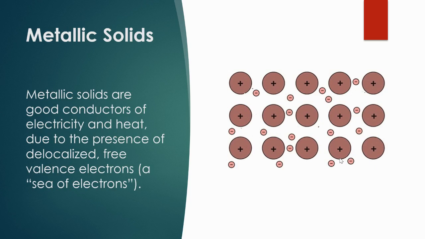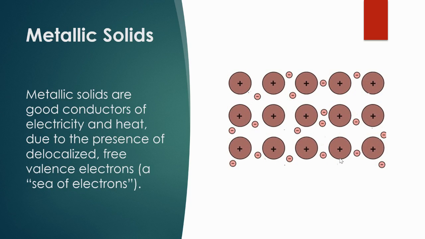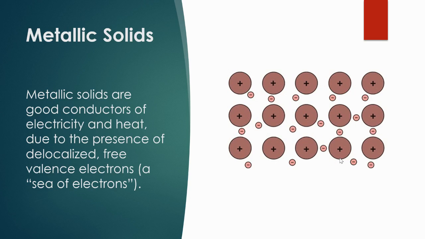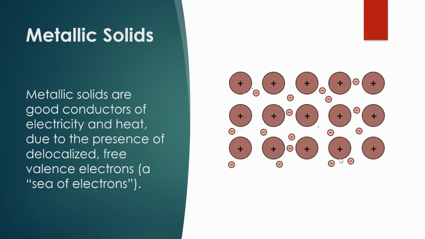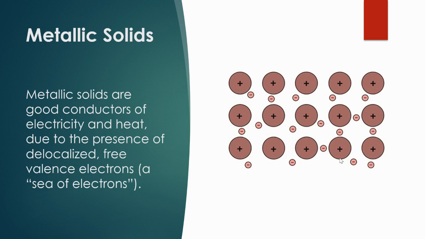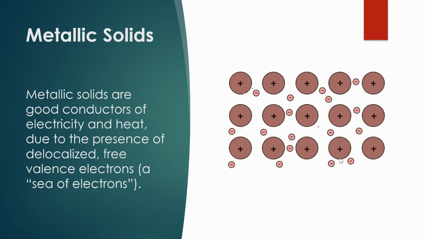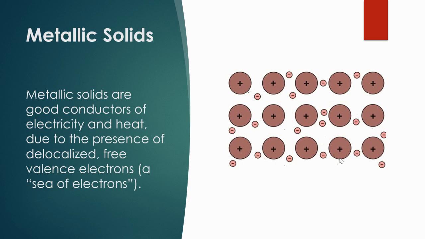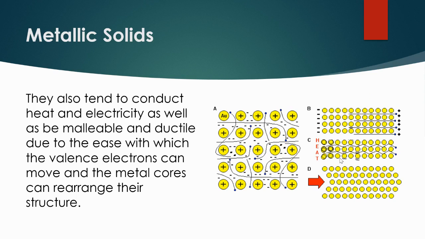Because of this, metals are really good conductors of electricity and heat because these electrons are free to move. And remember, we said electricity is the movement of charge. So if the electrons, which are charged, can freely move, then they can conduct electricity. Metallic solids also are typically malleable and ductile.